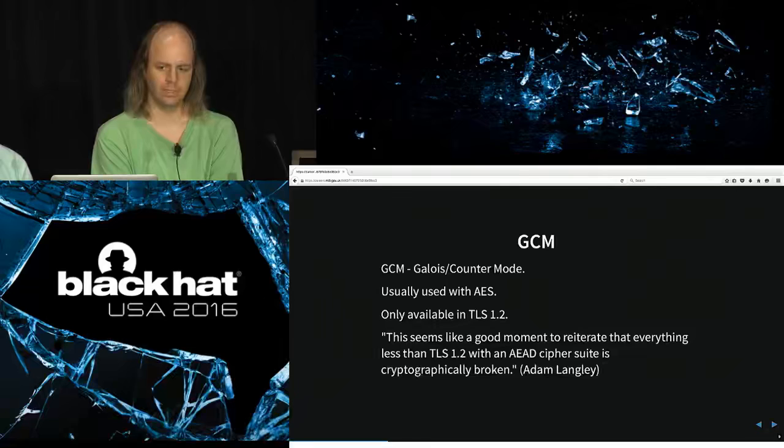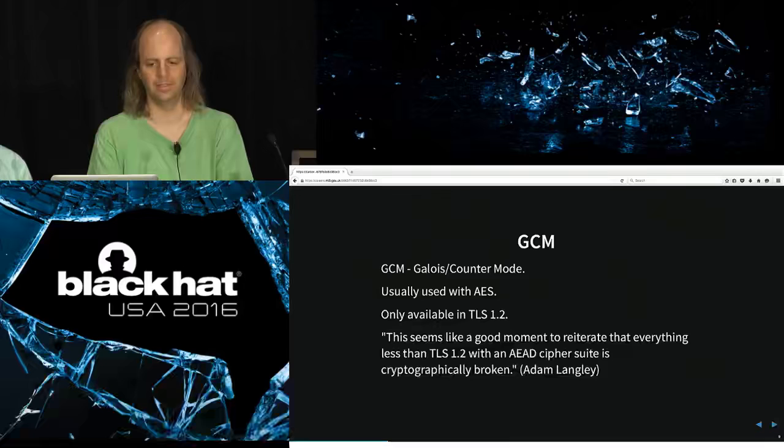GCM stands for Galois counter mode and is usually used with AES. It is theoretically possible to use it with other ciphers, but basically nobody does that. And it's only available in TLS 1.2, which turned out to be a problem: when these attacks were found, a lot of software didn't support TLS 1.2 yet.